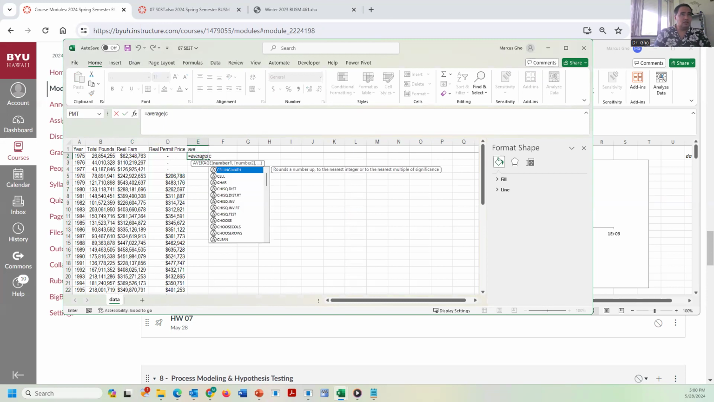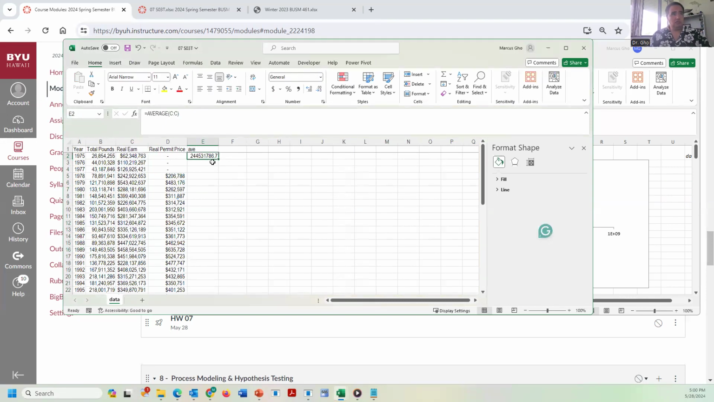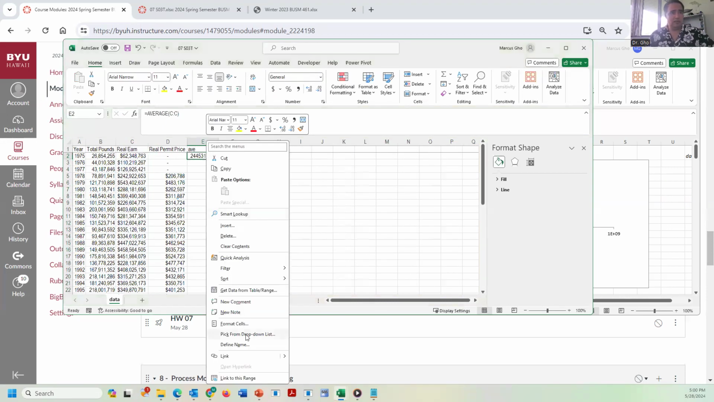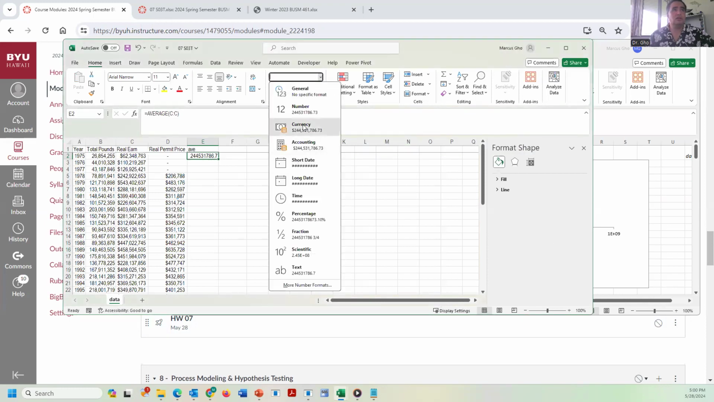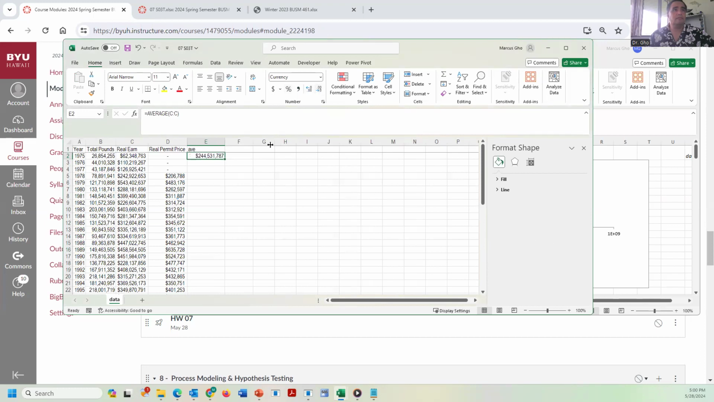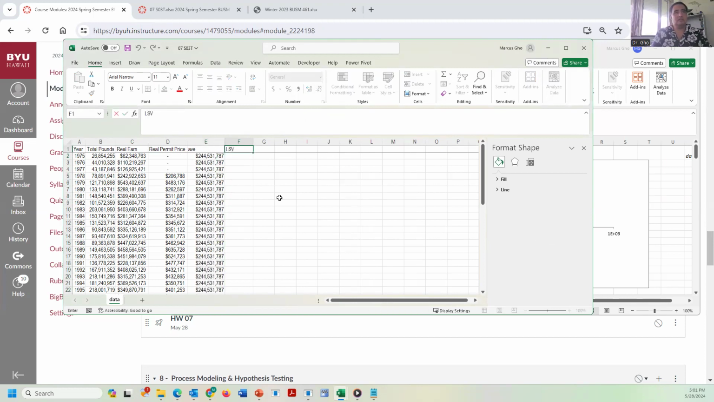I'll let that equal average. We're looking at column C. I'll use a formula for that, and I'm going to format this. Don't have to format it, but it looks a lot nicer. Okay, let's do it this way. Currency. So there's the average. Let's look at the lower specification value and the upper specification value.